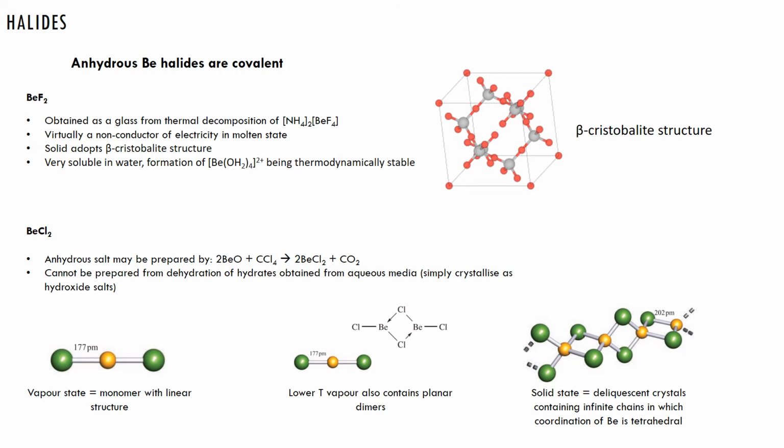Here's an example of where beryllium is slightly different to the rest of the group, because the anhydrous beryllium halides are all covalent structures. So beryllium fluoride crystallizes with this beta cristobalite structure, and beryllium chloride at high temperatures exists in a monomeric and dimeric form. But if you crystallize it out in the solid state, then it forms these deliquescent crystals, which contain infinite chains of tetrahedrally coordinated beryllium.